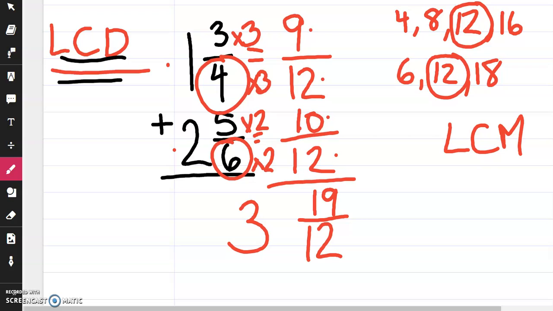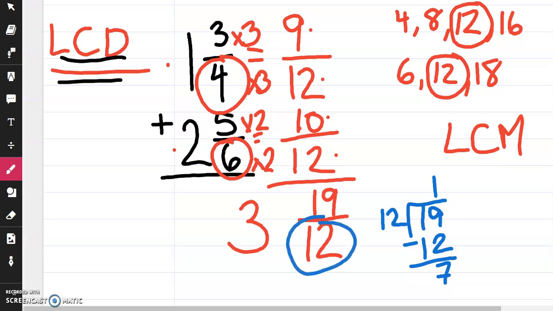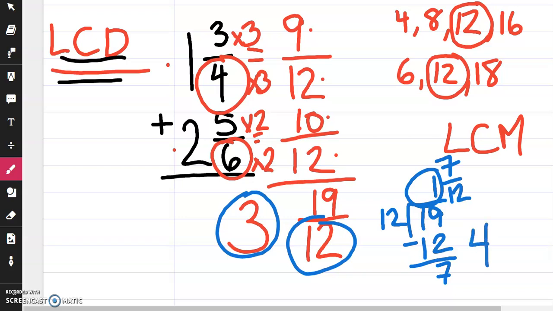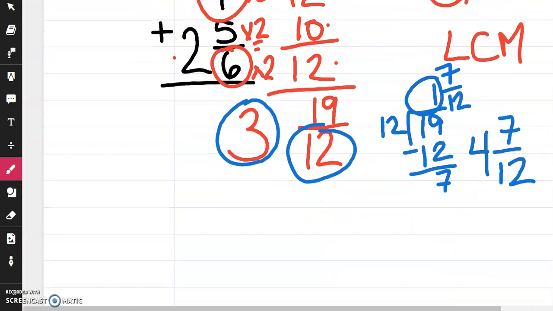So I'm going to do 19 divided by 12. When I do that, I have a remainder of 7. So remember, your denominator will stay at 12. And I'm going to put the 7 on top. But what I need to do is take my whole numbers and put them together, right? So 3 plus 1 is 4. 4 and 7 twelfths.